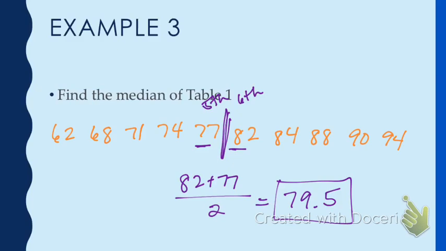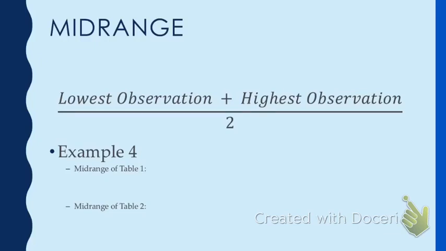The last type of measure of center is called the mid-range, which is just taking your lowest plus your highest and then dividing it by 2. So it's like the average of your endpoints. So in table 1, what's my lowest observation? 62. And the highest? 94. And I'm going to add those, divide by 2. What do you get? 78.